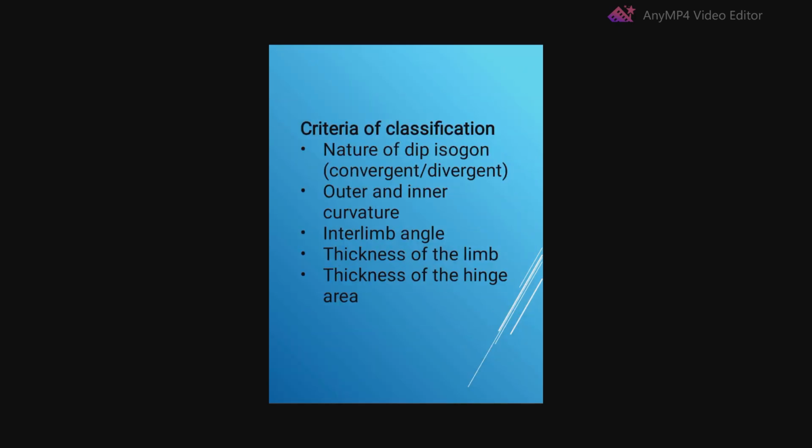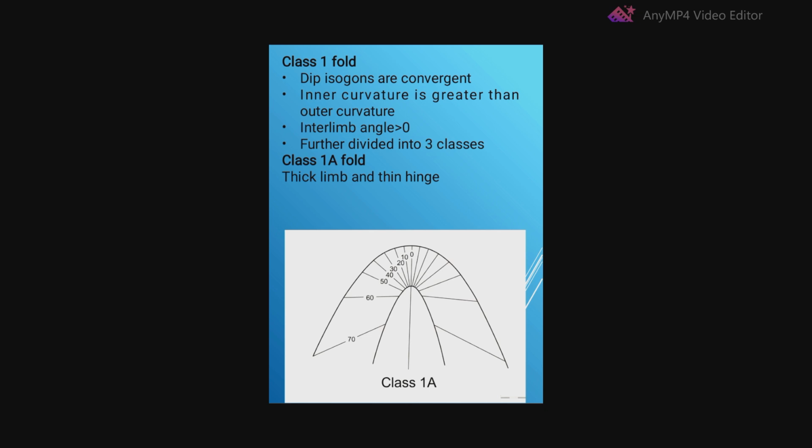Criteria of classification: nature of the dip isogon, that is, dip isogon is either convergent or divergent, and outer and inner curvature, interlimb angle, thickness of the limb, thickness of the hinge area. So class 1 fold, dip isogons are convergent, inner curvature is greater than the outer curvature, interlimb angle is 0 to 180, and as you can see, the dip isogons are convergent towards the center.